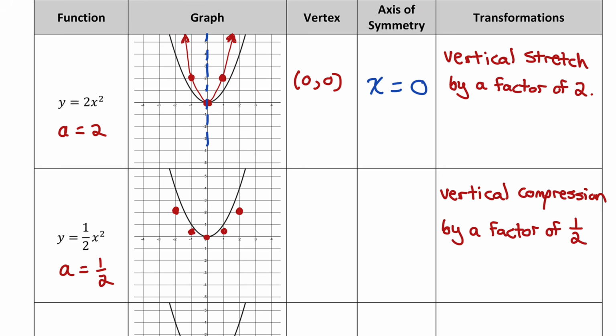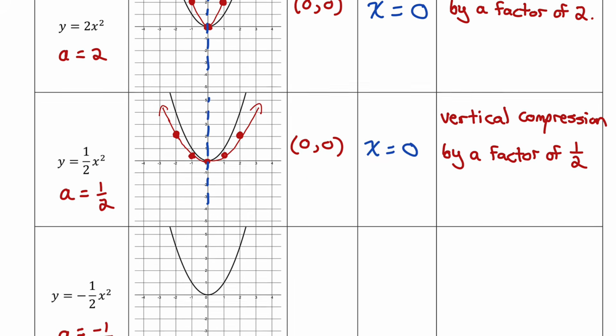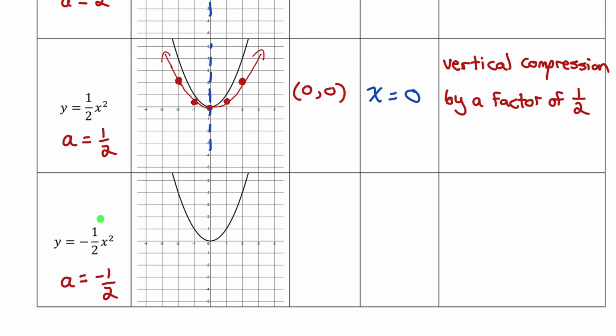All of the points are now half the distance from the x-axis that they used to be, causing a vertical compression. The vertex is still at 0, 0, and the axis of symmetry is still at x equals 0. And then lastly, we have y equals negative a half x squared. The only difference from y equals a half x squared to negative a half x squared is this negative value. And that's just going to change the sign of all the y values.